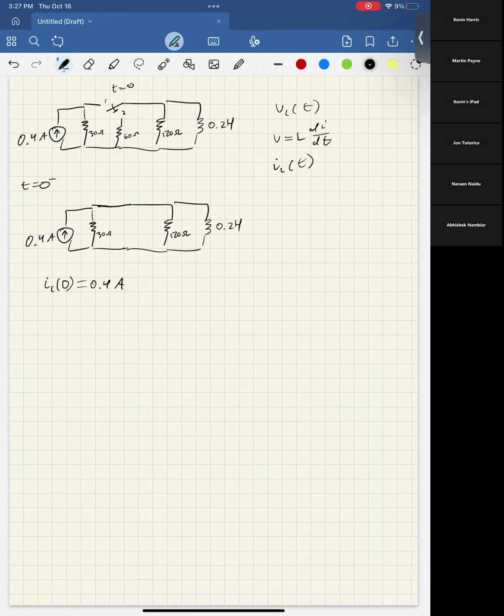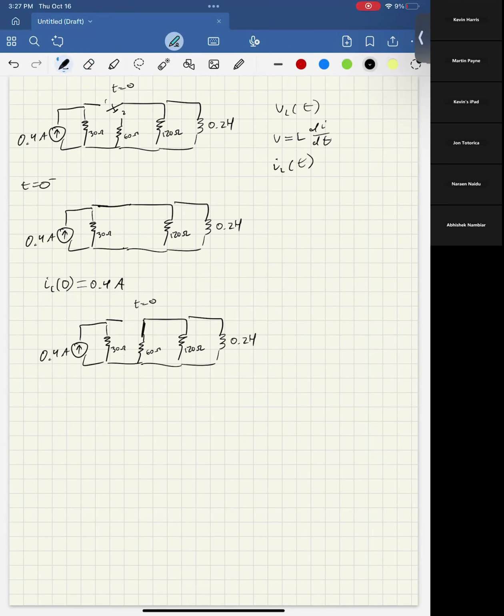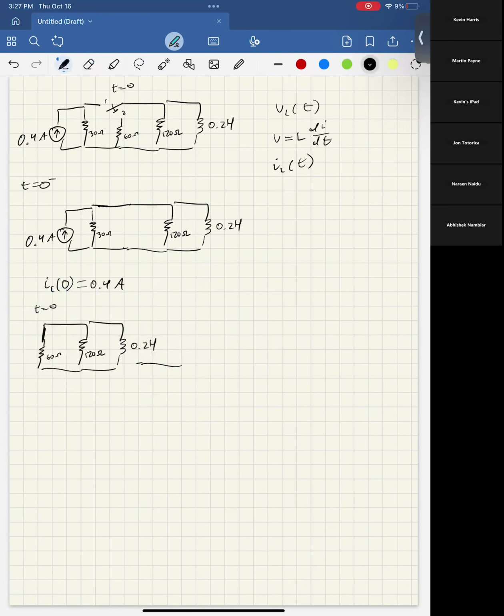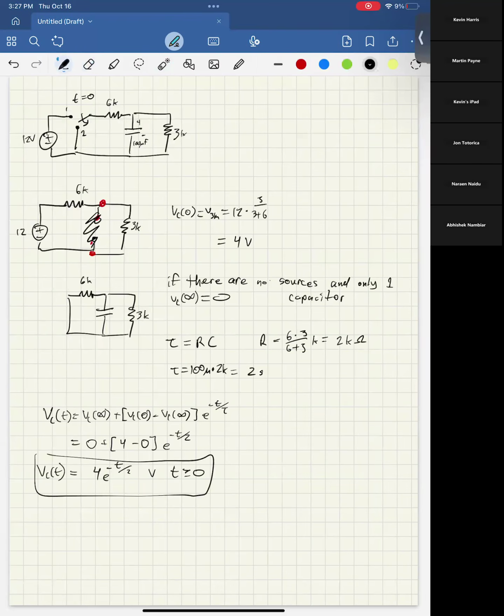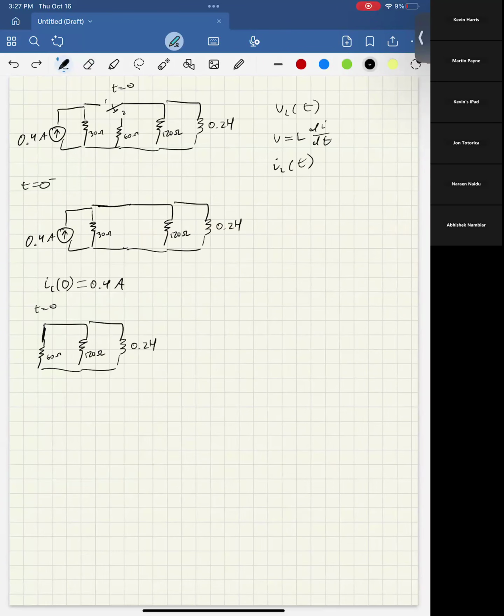Okay, next up, when t is greater than 0, it's connected like this. So effectively, this part of the circuit gets cut out. And now, just like I said with the capacitor question earlier, if there are no sources and only one capacitor and one inductor, then we know that IL of infinity is going to be 0. Because whatever energy has been stored up in the magnetic field of this will be dissipated as heat through these resistors, as the current flows through them.